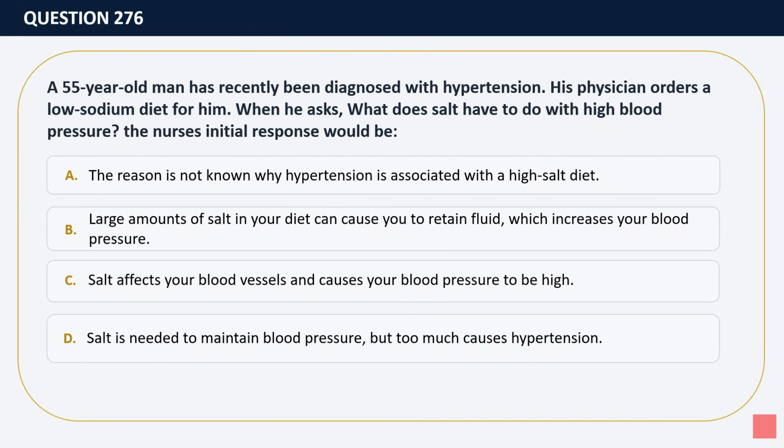Question 276. A 55-year-old man has recently been diagnosed with hypertension. His physician orders a low-sodium diet for him. When he asks, "What does salt have to do with high blood pressure?" the nurse's initial response would be: A. The reason is not known why hypertension is associated with a high-salt diet. B. Large amounts of salt in your diet can cause you to retain fluid, which increases your blood pressure. C. Salt affects your blood vessels and causes your blood pressure to be high. D. Salt is needed to maintain blood pressure, but too much causes hypertension.